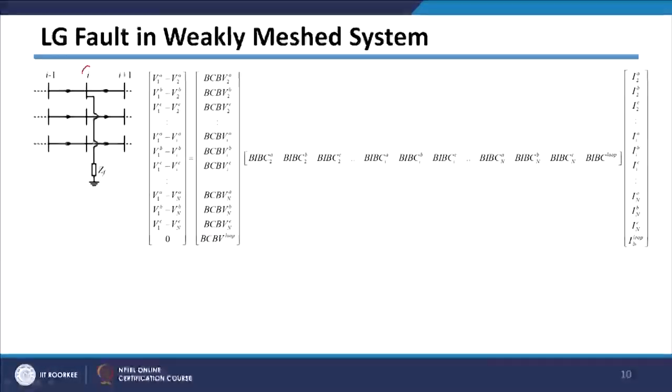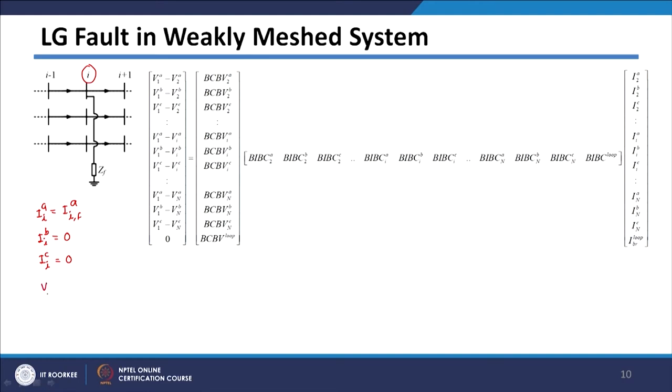Let us see how to analyze an LG fault in a weakly meshed system. In case of a weakly meshed system, suppose the LG fault has occurred at this ith bus, which is part of a very large network. In this case we can write the boundary conditions like this. Current in A phase will be nothing but your fault current in A phase, and current in B phase, since it is not faulted, will be 0, and current in C phase will also be 0 because it is not faulted. And one more boundary condition in terms of voltage we can write.